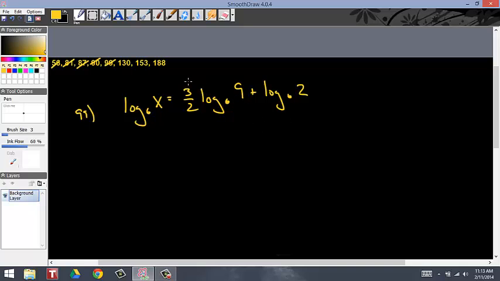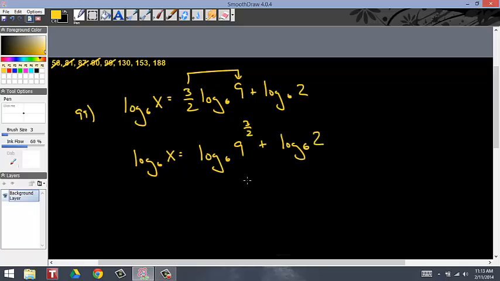Okay. Use your properties of logarithms. Back this thing in there. This is log base 6 of x equals log base 6 of 9 to the 3/2 plus log base 6 of 2. What is 9 to the 3/2 power? Whenever we have fractional exponents, we always root it down first. So what is the second root of 9? Yemsi: 3. Yemsi, what is 3 to the third power? 27.